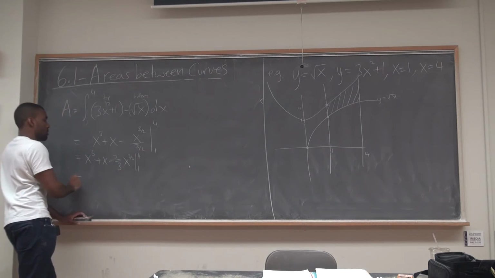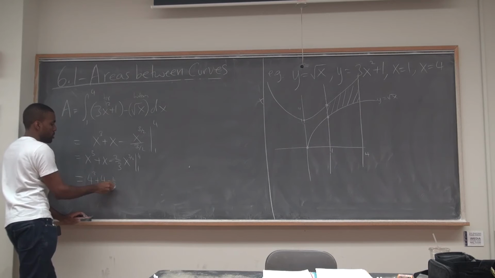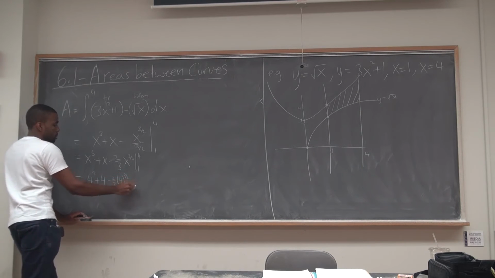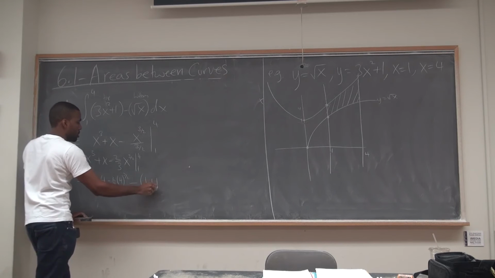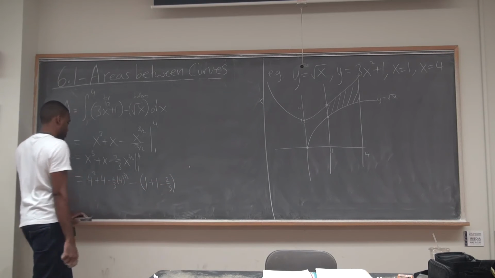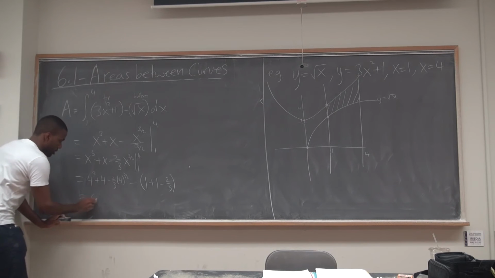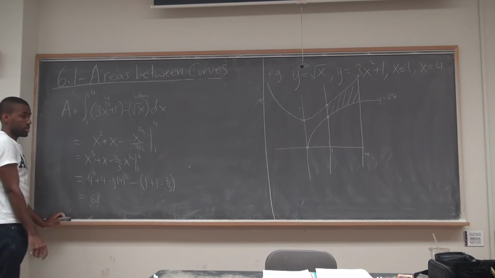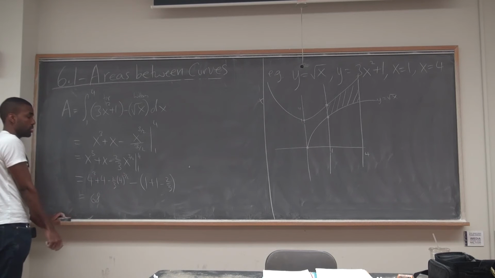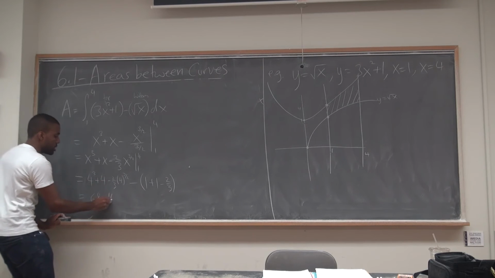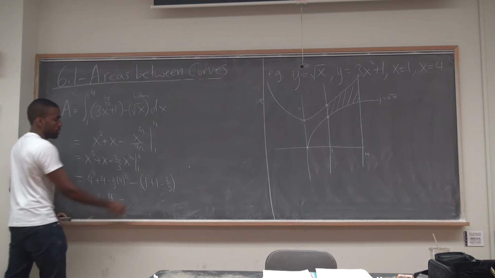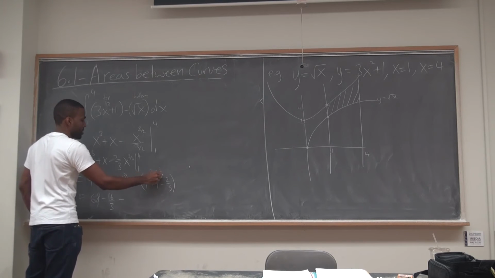From 1 to 4, so I plug in 4, I get 4 cubed plus 4 minus 2/3 times 4 to the 3 over 2, minus, plug in 1: 1 plus 1 minus 2/3. Well, 64 plus 4 is 68, minus that mess. What's 4 to the 3 halves? 4 squared is 16. Take the square root of 4, then you cube it. So that's 2 cubed, which is 8, times 2, that's 16 over 3, minus 2 over 3.